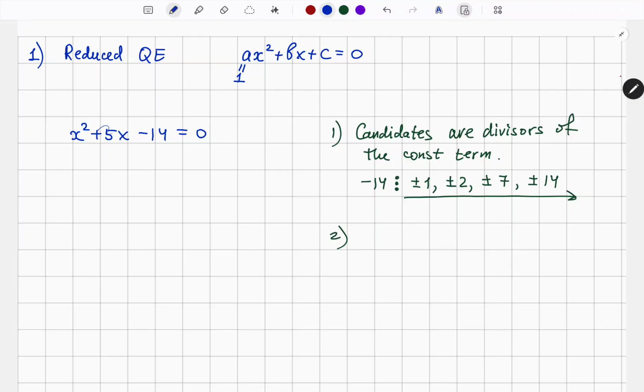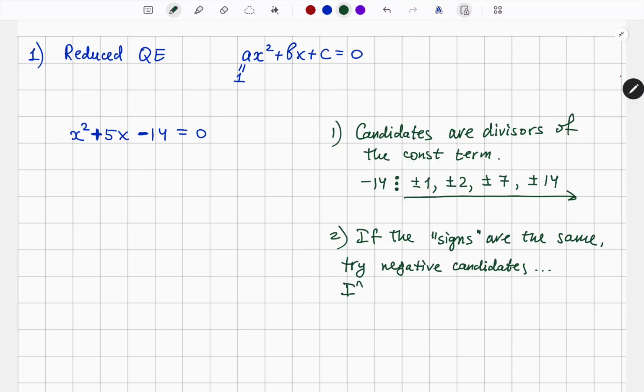So the second rule says that, it's my own invention. Look at the quadratic equation. There are 2 signs here, right? This is the first sign and this is the second sign. If the signs are the same, try negative candidates. So that is minus 1, minus 2, minus 7, and so on.